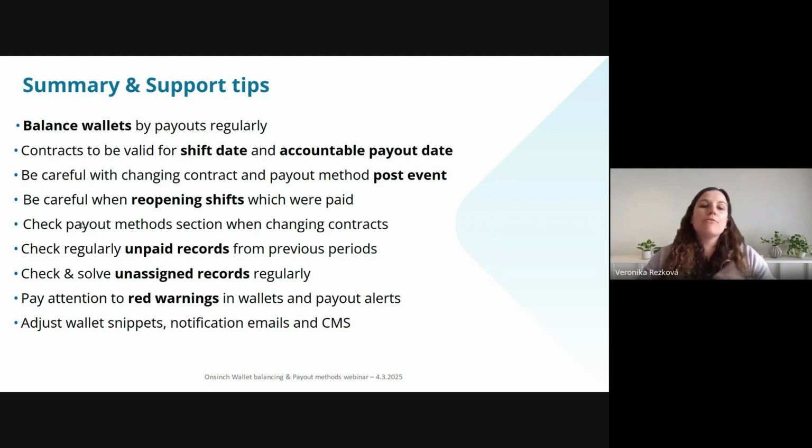Then I recommend, when you have a new year or new period and you are changing the contracts, to double check how the payout methods and settings are set, and check regularly unpaid records in the batch payouts just to be sure that everything is balanced. And always, of course, I recommend to check regularly the unassigned records, so in case there are more of them, you can solve them really quickly. And in case the page is warning you that something needs to be done, we recommend to check it and somehow solve it.